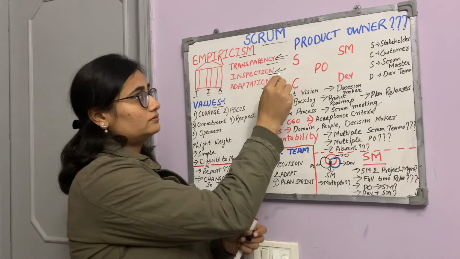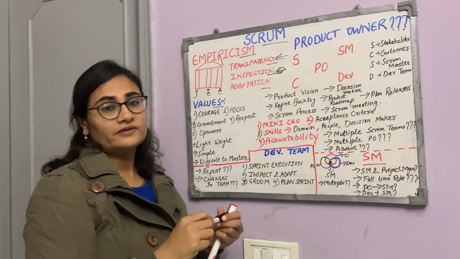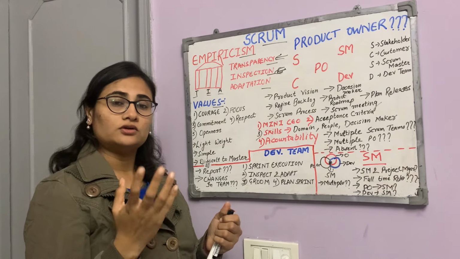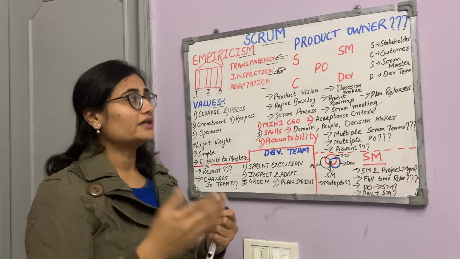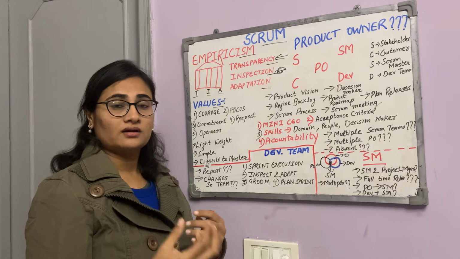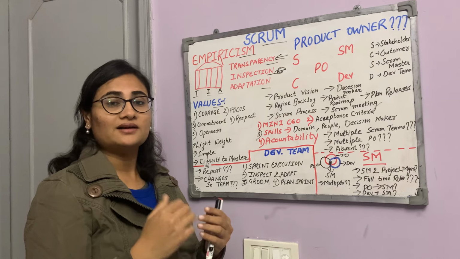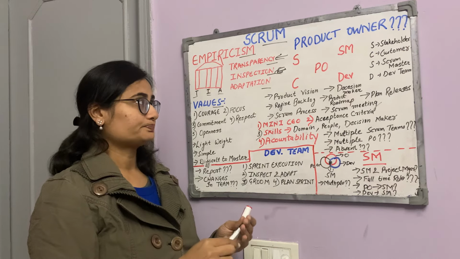So inspection should always be done by your product owner, your Scrum Master, or some senior development team members. They should all ensure that all the work which the development team is doing is ultimately going to help them in achieving the sprint goal.